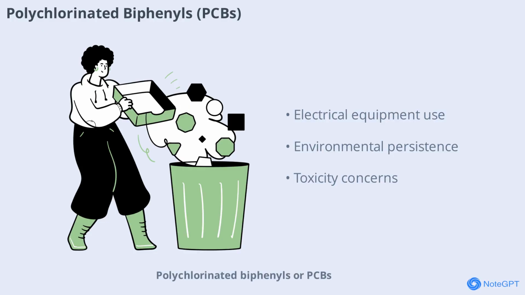Polychlorinated biphenyls, or PCBs, are a group of haloarenes that have been widely used as coolants and insulating fluids in electrical equipment. However, due to their environmental persistence and toxicity, their use has been banned or restricted in many countries. PCBs highlight the need for careful management of haloarene compounds to prevent environmental and health hazards.